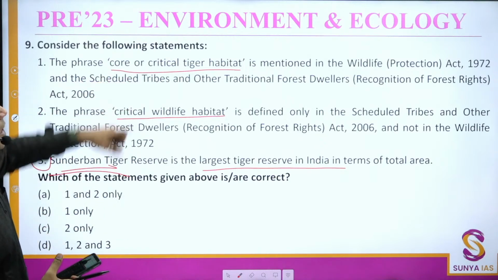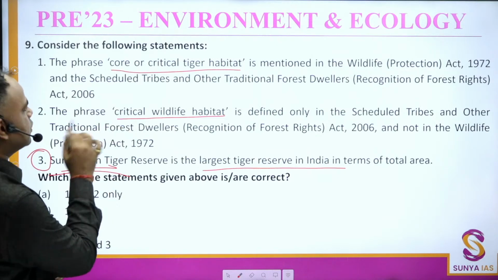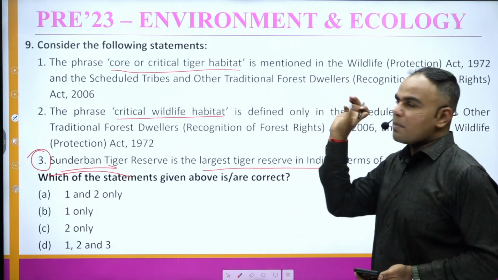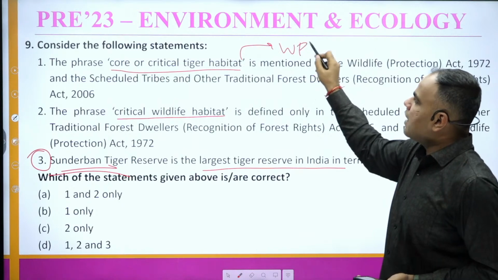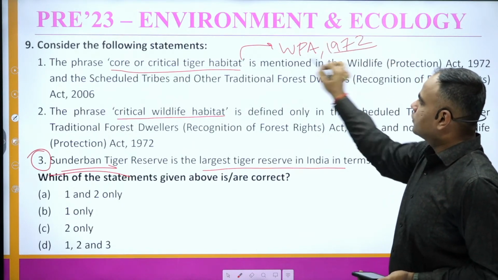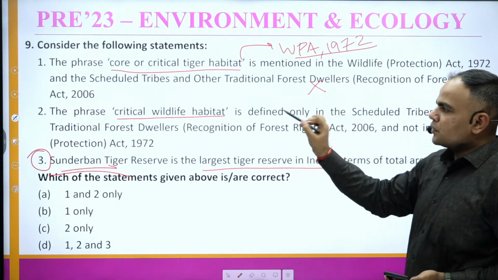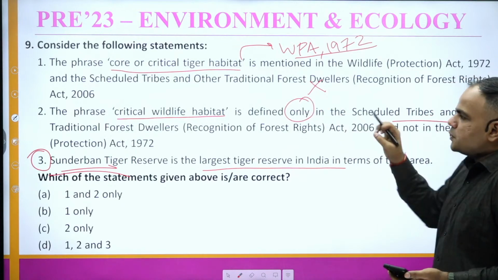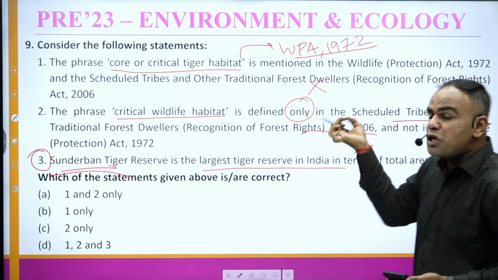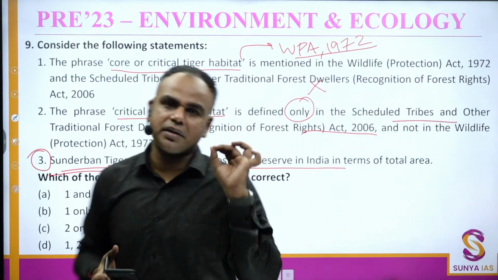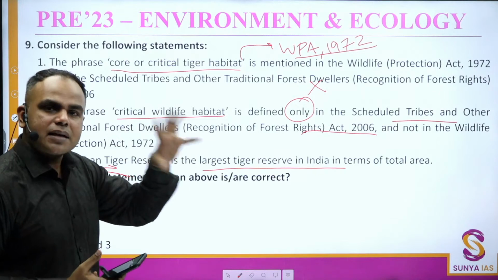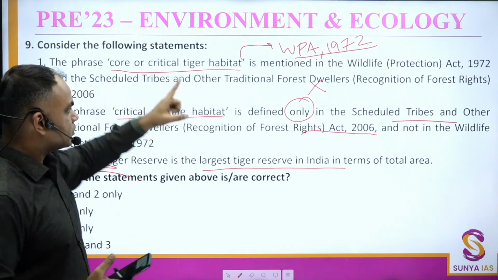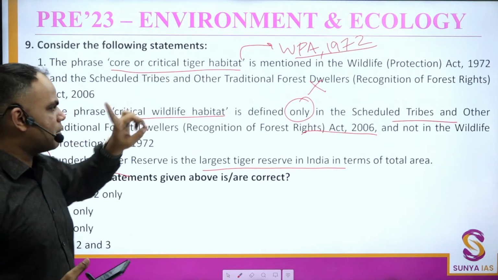The phrase critical tiger habitat is mentioned in the Wildlife Protection Act as well as FRA 2006. No, this term, critical or core tiger habitat, is mentioned in the Wildlife Protection Act of 1972, which makes this wrong. Second, the phrase critical wildlife habitat is defined only in the Scheduled Tribes and Other Traditional Forest Dwellers Forest Rights Act of 2006 and not in the Wildlife Protection Act. This is exactly correct. In your notes related to acts, this is a finer detail that you should know, that core or critical tiger habitat is mentioned only in the Wildlife Protection Act.